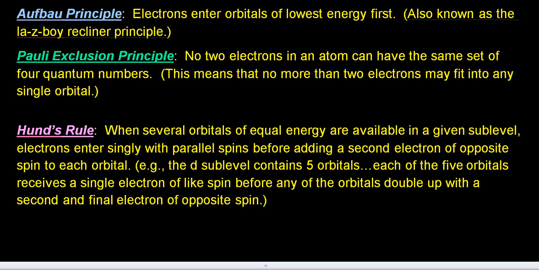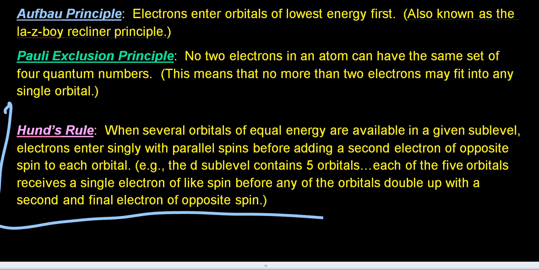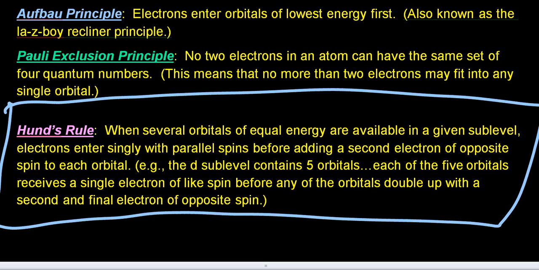The third and final rule is known as Hund's rule. Hund's rule tells us that if we have multiple orbitals, say 5 orbitals in the d sublevel, electrons fill in one at a time before they double up in any of those orbitals. That would be Hund's rule.